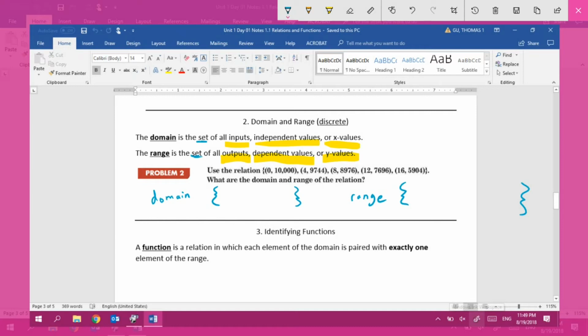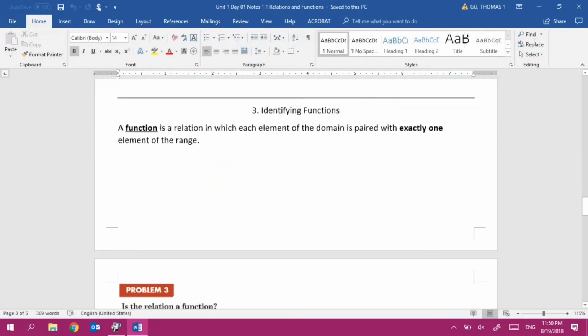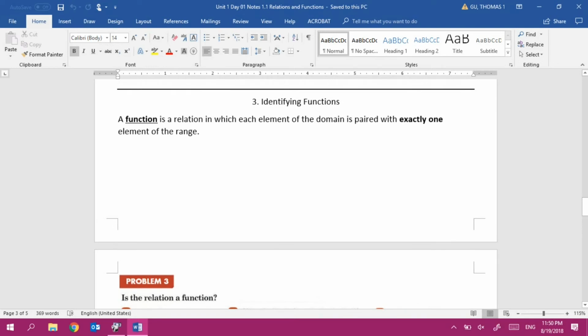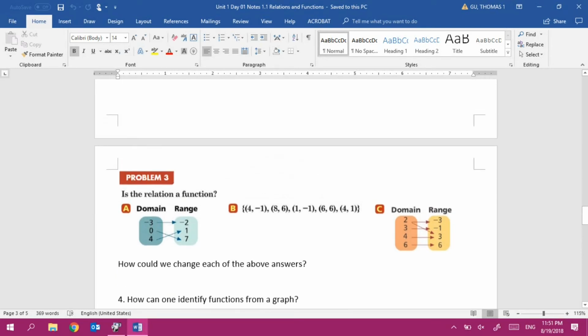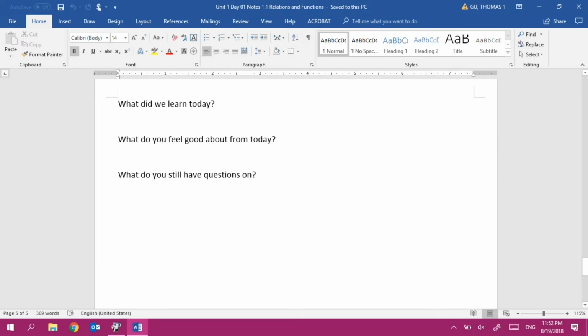Next up, identifying functions. A function is a relation in which each element of the domain is paired with exactly one element of the range. Let's go ahead and look through these 3 examples, A, B, and C, and tell which one's a function and which ones aren't.